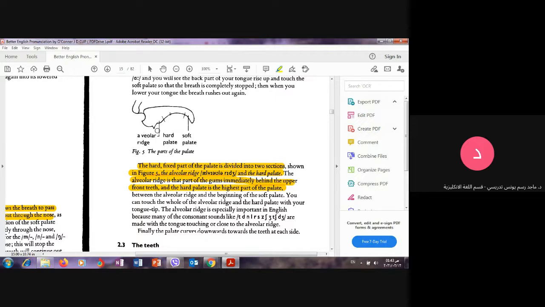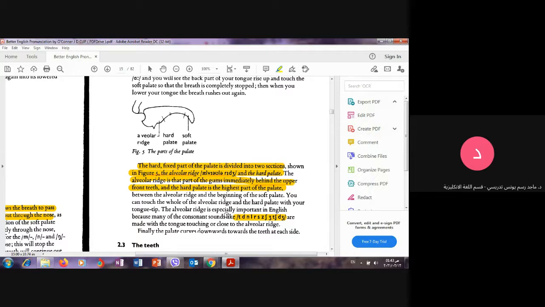Now the alveolar ridge, as you can see here, is the part of the gums immediately behind the upper front teeth, and the hard palate is the highest part of the palate. Now each part is used to produce particular kinds of sounds. When the tongue touches the alveolar ridge, I can produce what are called alveolar sounds, like t. These are called alveolar because the tongue touches the alveolar ridge.